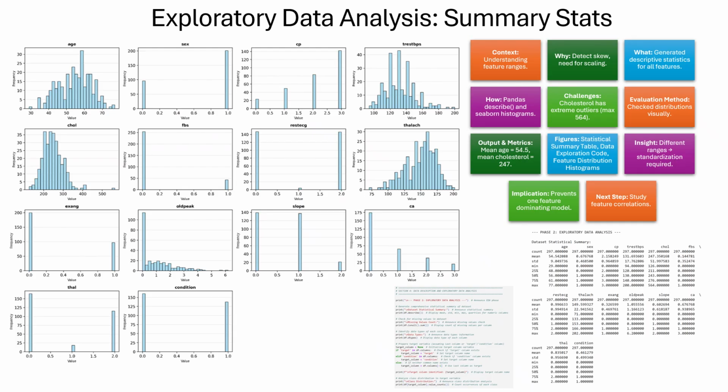In this step, we explored the dataset to understand feature ranges and distributions. Using pandas describe and histograms, we identified the mean age as 54 and average cholesterol as 247. We also observed outliers in cholesterol and varying scales across features. These differences highlight the need for standardization to prevent one feature from dominating. The next step will be to study feature correlations.